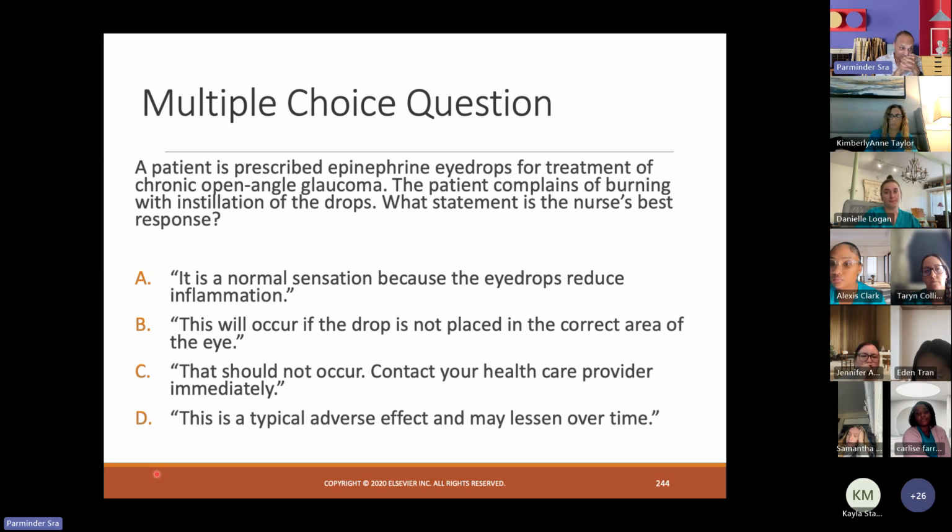Is that clear? So read the whole question, all the options, and see which makes more sense. It could be normal, but nothing to do with that inflammation part, that in order to reduce the inflammation, it is going to cause that. All right.